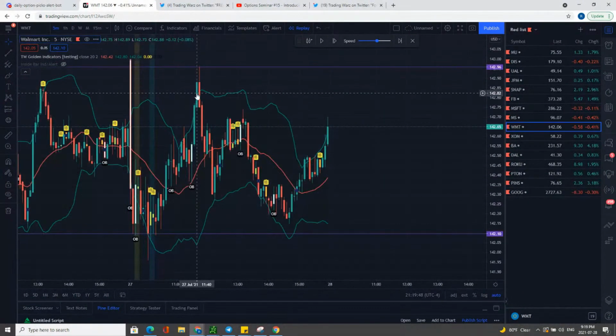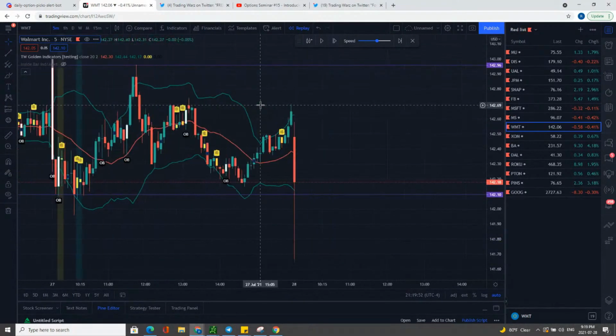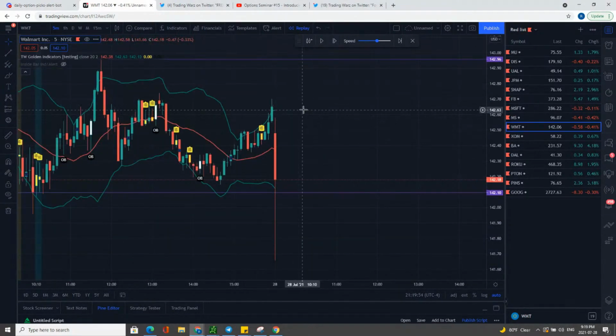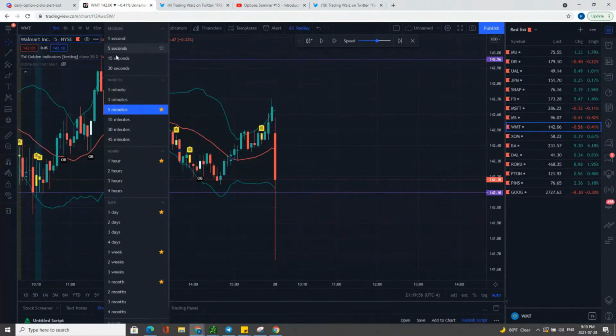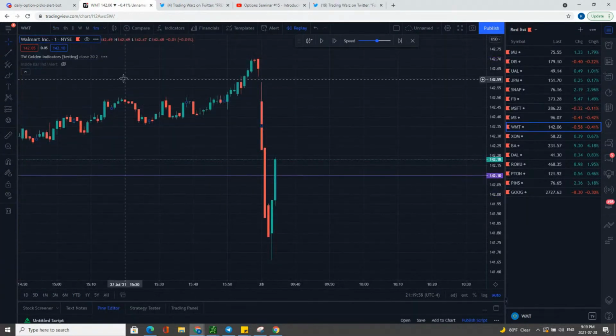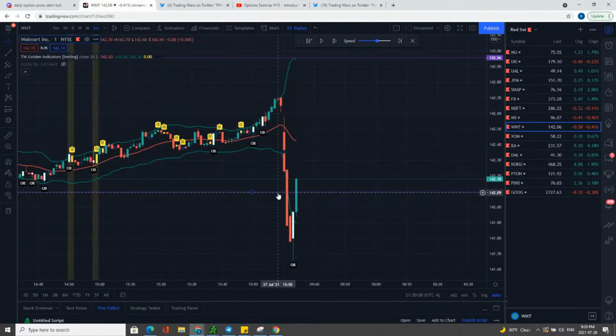Okay, so here we go. We're going to press play. Okay, so here we go. So the first candle was a huge candle, right? So let's try to analyze this candle. Let's go down to the 1 minute chart. So here's the level. Okay, so this is the first thing, this is the level.